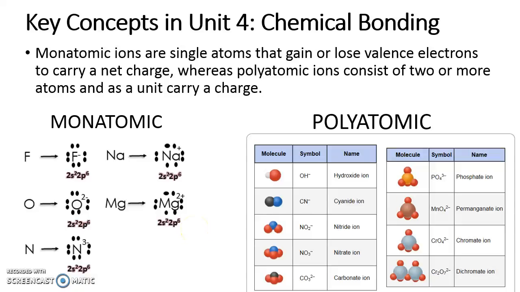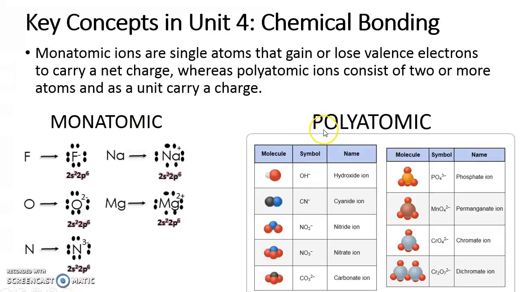Welcome to the review of Unit 4, Chemical Bonding. Monatomic ions are single atoms that gain or lose valence electrons to carry a net charge. So on the left here I have pictured some monatomic ions. If you have an atom of fluorine, it will gain an electron to become F-. Something like sodium will lose one electron to become Na+. Those are all monatomic ions.